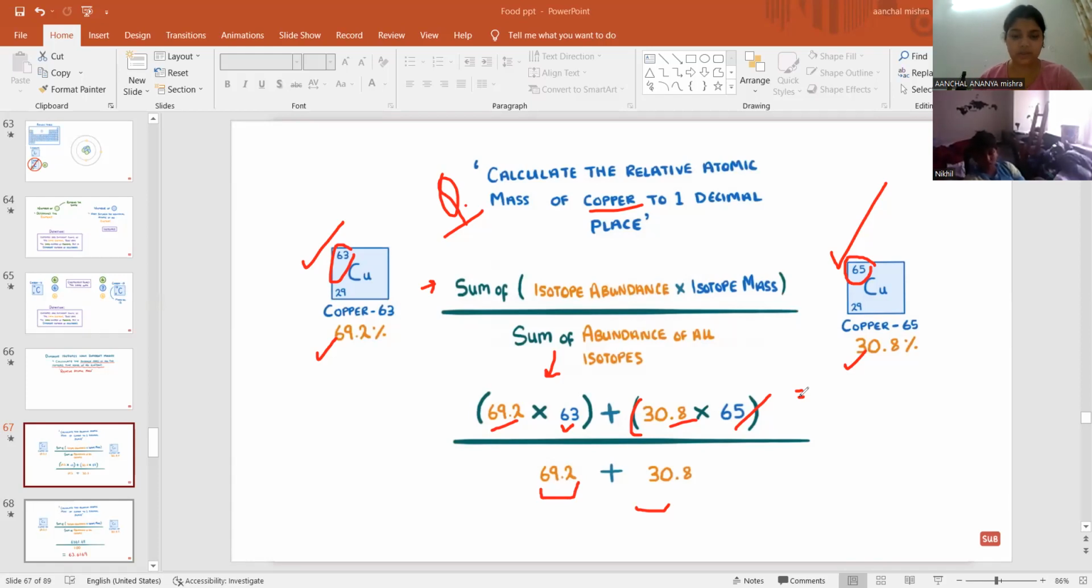Oh, okay. 100. No, the numerator part. This is the numerator part and this is the denominator part. Okay, so the denominator part is 100. What about the numerator part? Tell me. It is 6,361.6.